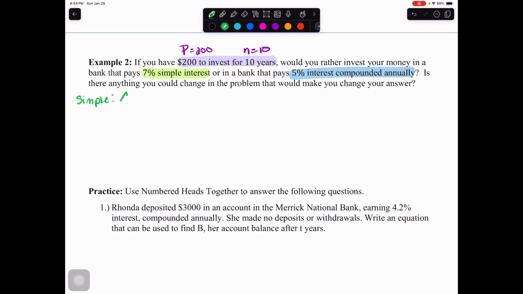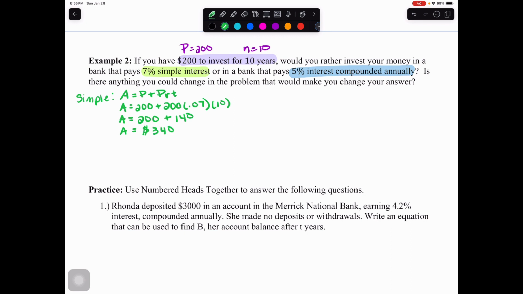Simple interest, if you remember, was A equals the principal plus the principal times the rate times the time, which would be your interest. So here we would have A equals the principal amount was 200 plus 200 times the rate. Simple interest rate was 7%, so that would be 0.07. And then the time, which would be 10. So this is A equals 200 plus, if I do 200 times 0.07 times 10, I get 140. So that means my value here would be $340. So if I invest there after 10 years, that's what I'll have.